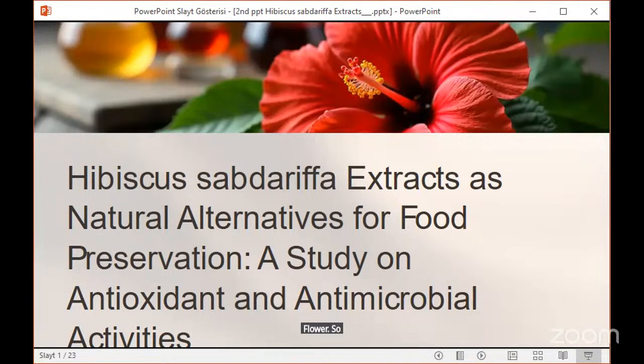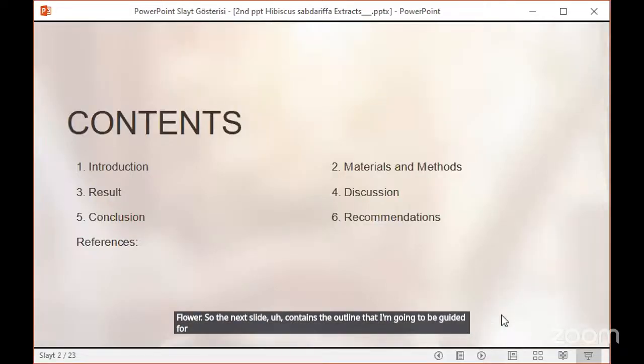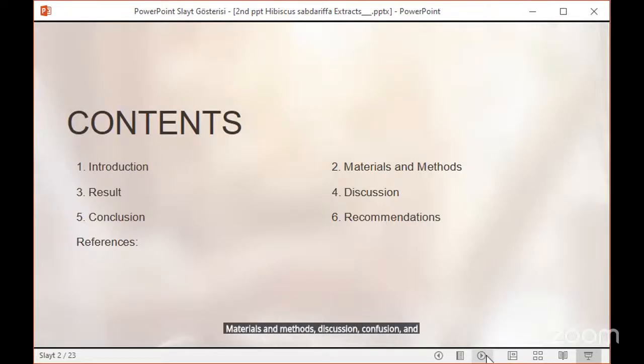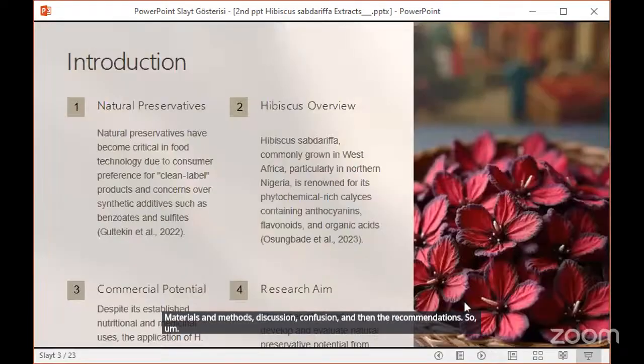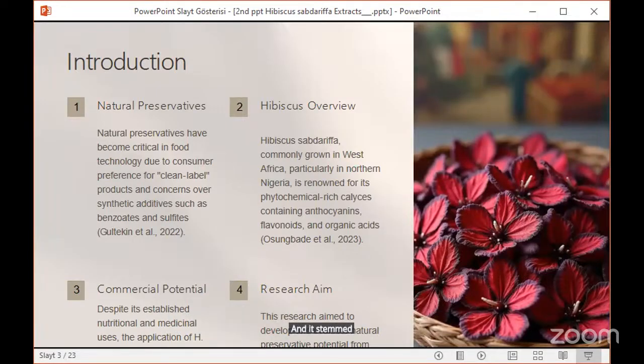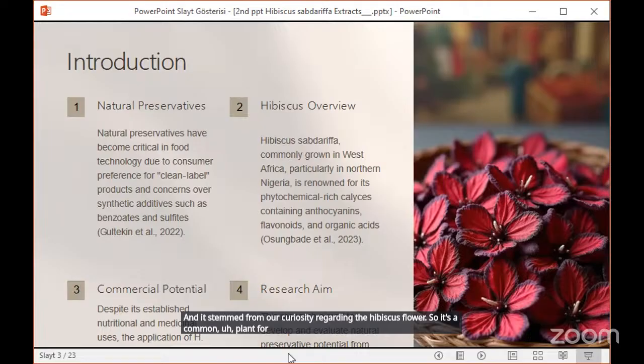The next slide contains the outline that I'm going to be guided by, starting from introduction, results, materials and methods, discussion, conclusion, and then the recommendations. This is a preliminary study we started with a colleague and some of my students, and it stemmed from our curiosity regarding the hibiscus flower. It's a common plant here for us in Kano, northern Nigeria, in Africa.